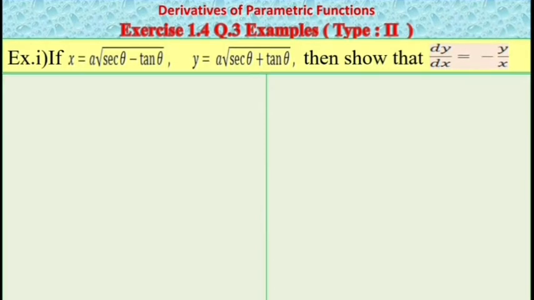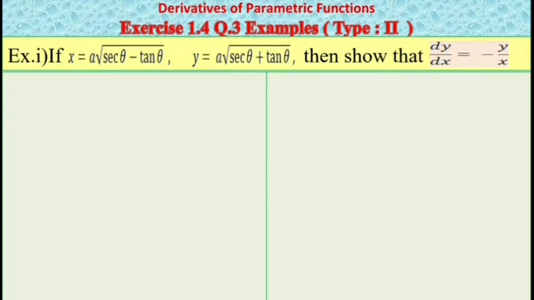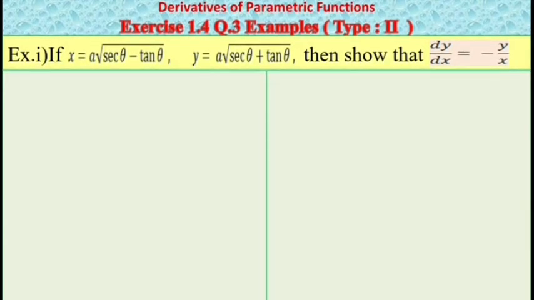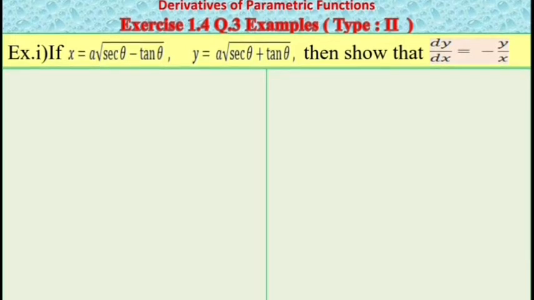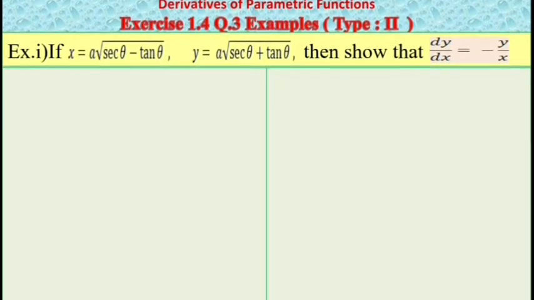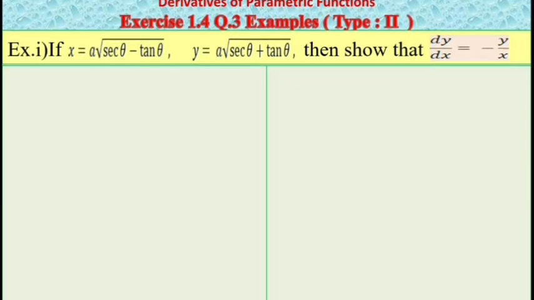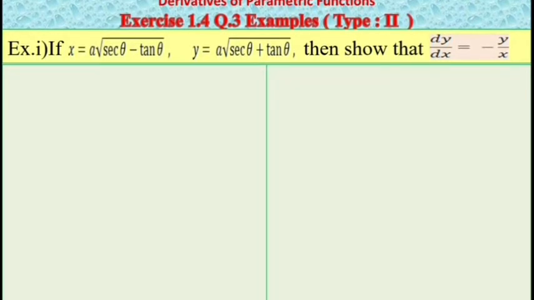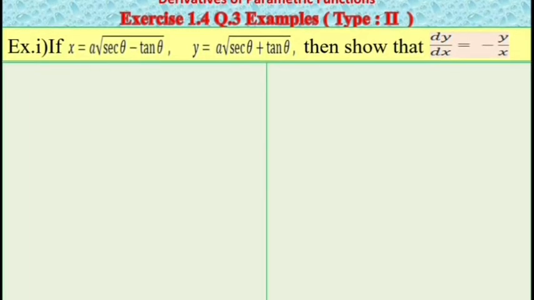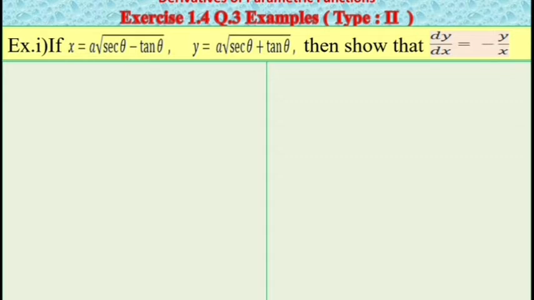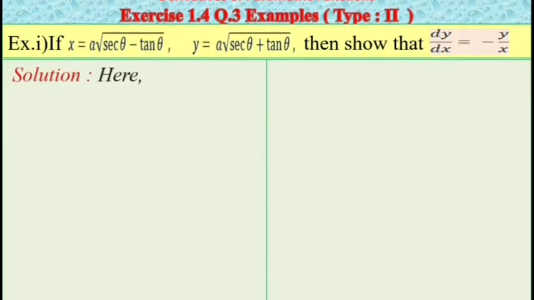Now we start the first example of exercise 1.4, question number 3, type number second. The given example is: if x equal to a root of sec theta minus tan theta and y equal to a root of sec theta plus tan theta, then we have to show that dy by dx equal to minus y upon x. Firstly, we take the solution here.